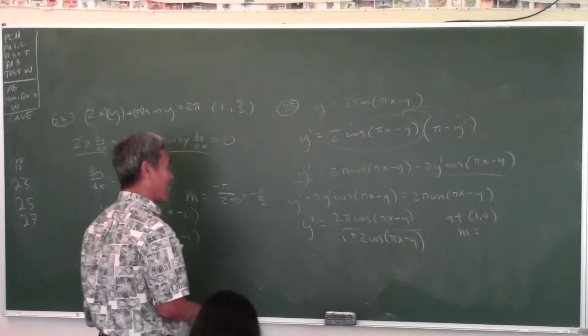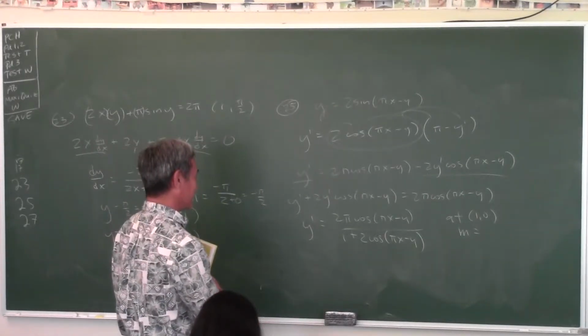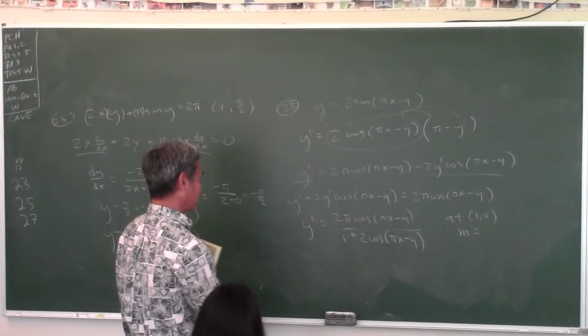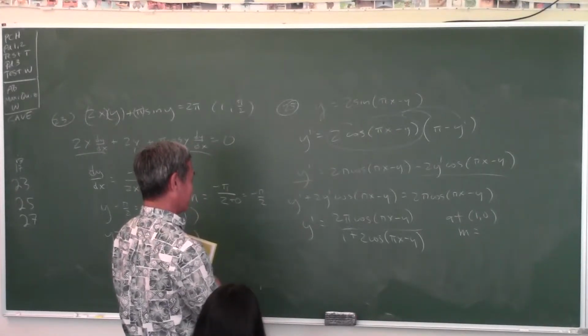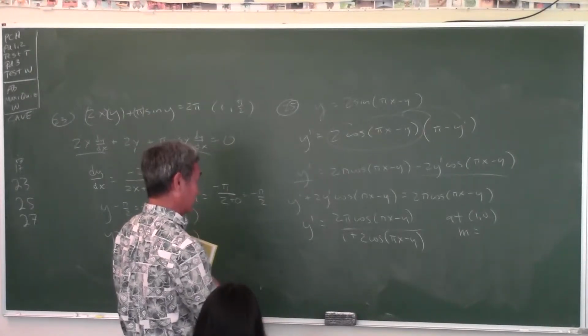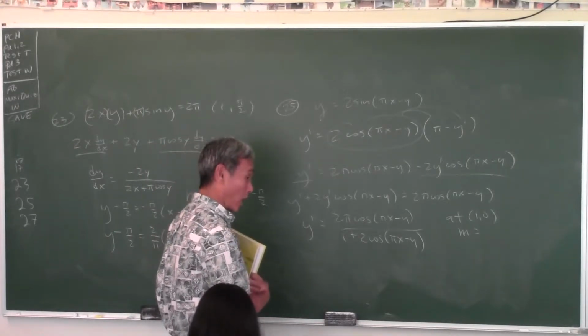You guys got to do this. Keahi, plug in 1 comma 0. Just read it off your paper. Pi, cosine pi is 1, 2 pi, 2 pi.